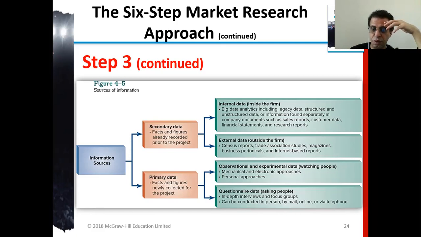There is observation and experimental data, watching people, like the mechanical and electronic approach and the person-to-person approach. These are one time. And then, besides the observational and experimental data, you have the questionnaire data, asking people to fill out questions, which includes in-depth interviews and focus groups. You bring people in, or on the street you ask them questions. It can be conducted in person, by mail, by telephone, or via email.